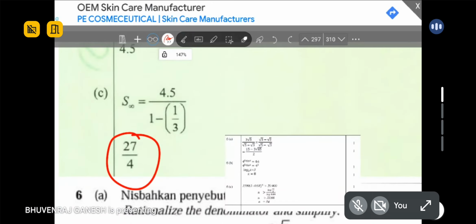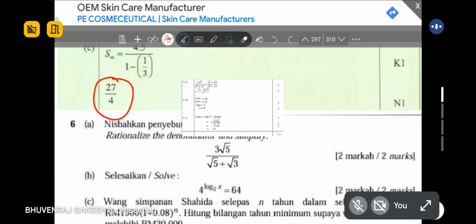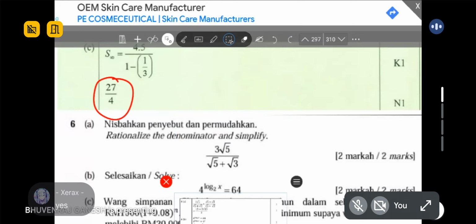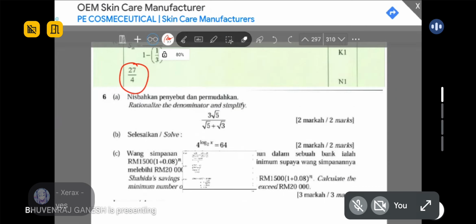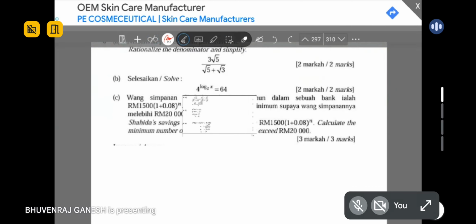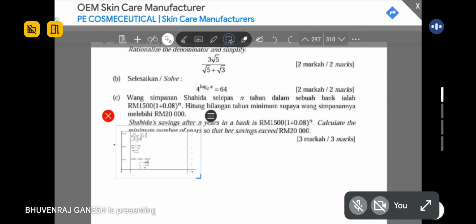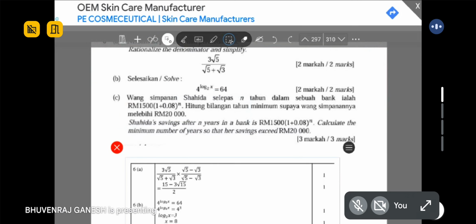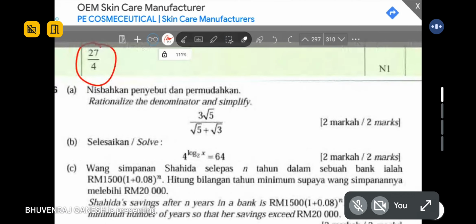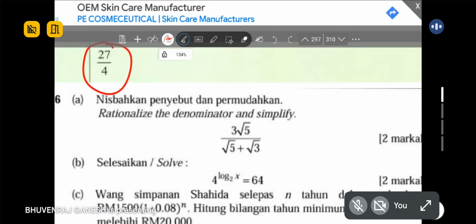That's all. Clear? Question number 5. Okay, so the most important thing, question number 5, is you must know how to do the proving. Prove for Sn. Make sure you guys remember. Okay? Alright. So now we come to question 6.